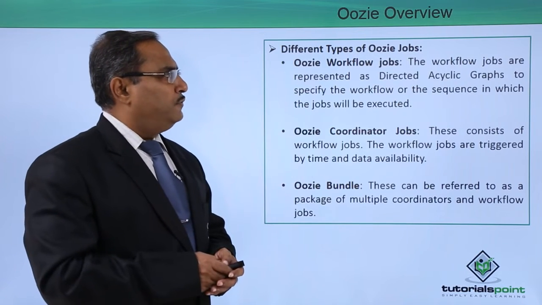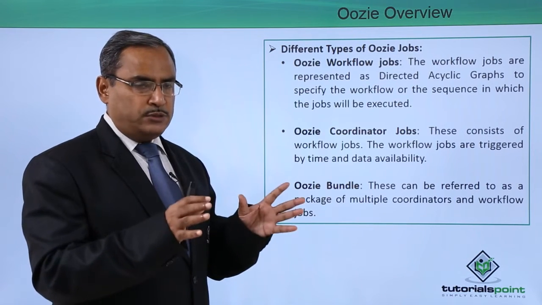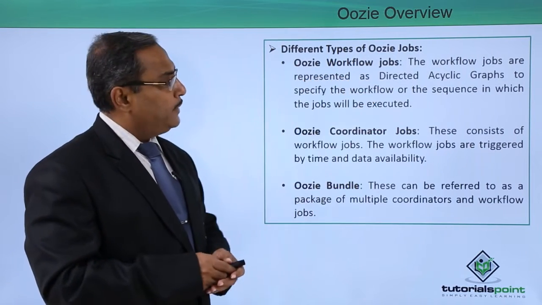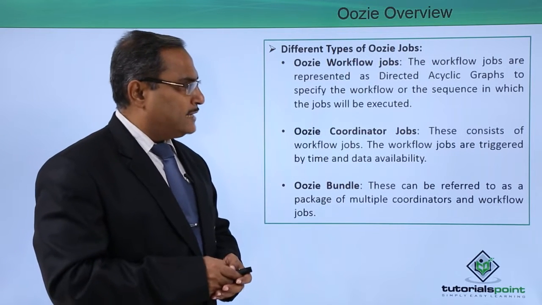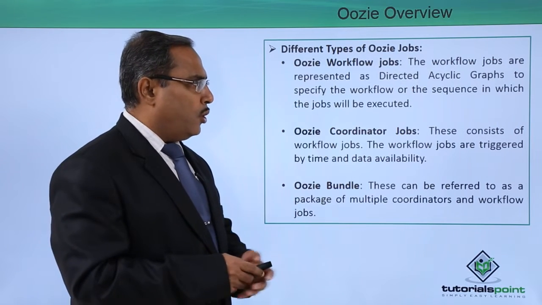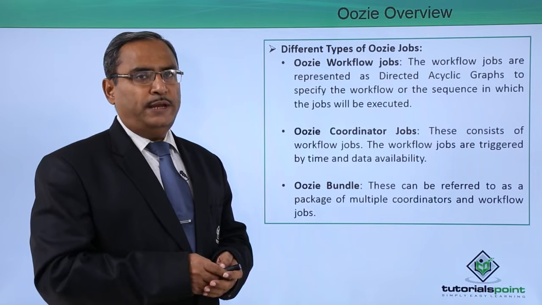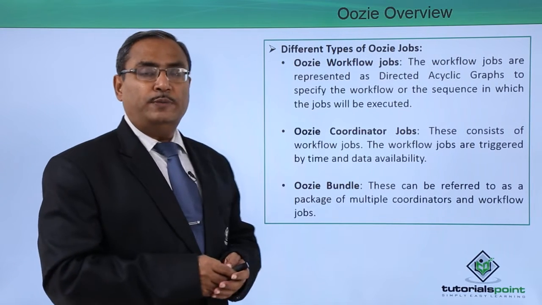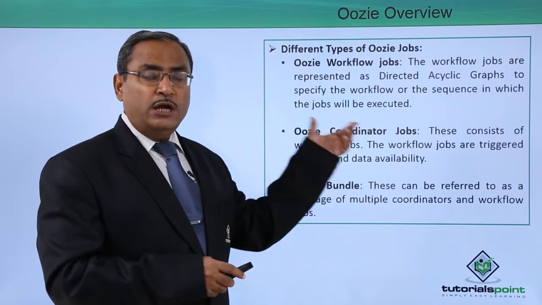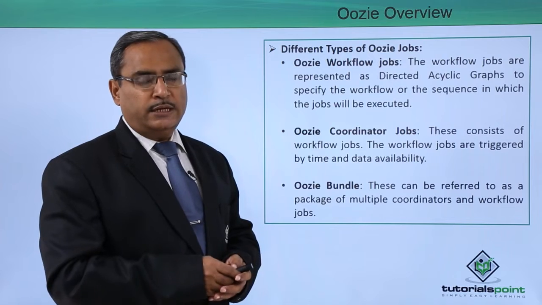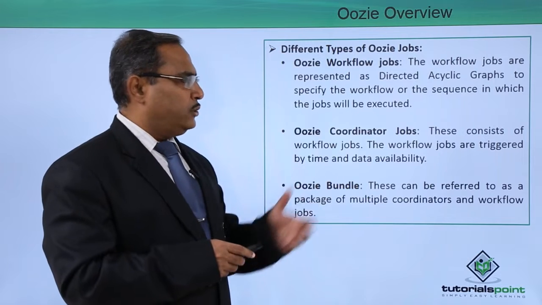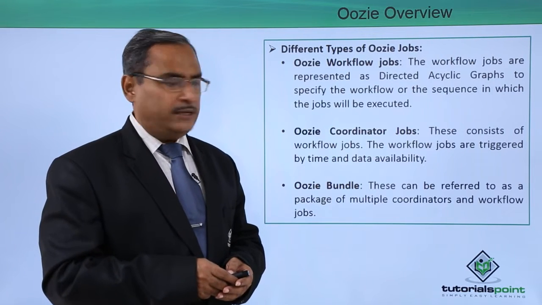So different types of Oozie jobs. What are the different types of Oozie jobs? We are going to discuss the first one, that is the Oozie workflow jobs. The workflow jobs are represented as directed acyclic graphs, that is DAGs, to specify the workflow or the sequence in which the jobs will be executed. So whenever multiple jobs will be coming in parallel and whenever the complex scheduling will be there, in that case Oozie will be doing such workflow jobs using the DAG, that is the directed acyclic graph, to specify the workflow or the sequence in which the jobs are supposed to get executed.